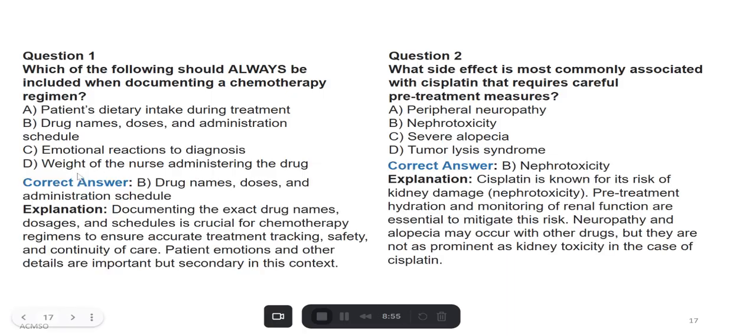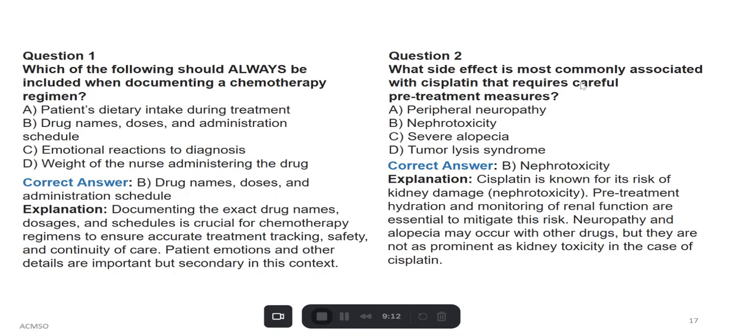And the answer is B, definitely. Drug names, doses, and administration schedule. Documenting the exact drug names, dosages, and schedule is crucial for chemotherapy regimens to ensure accurate treatment, tracking, safety, and continuity of care.